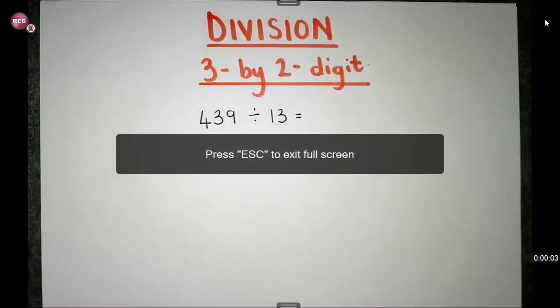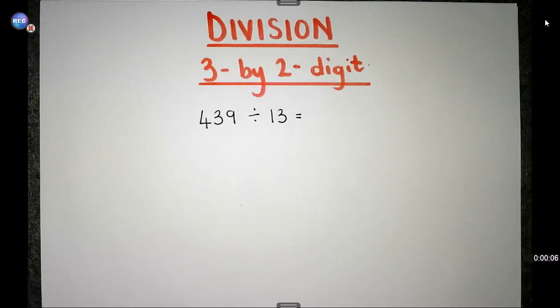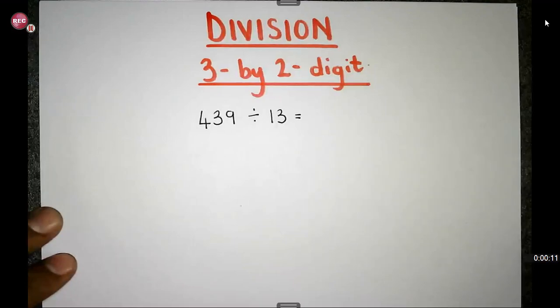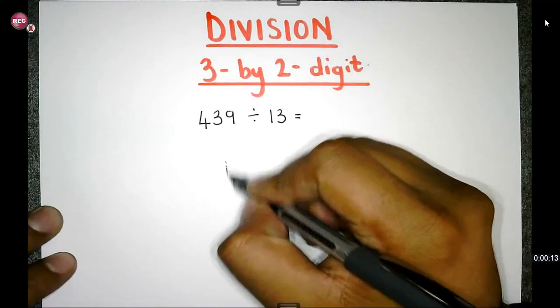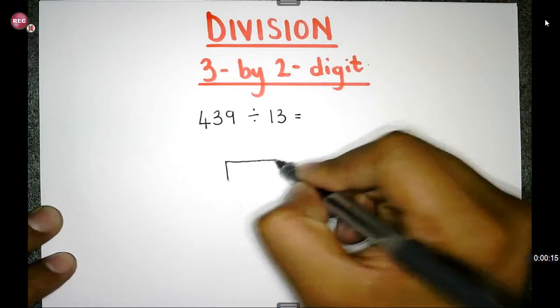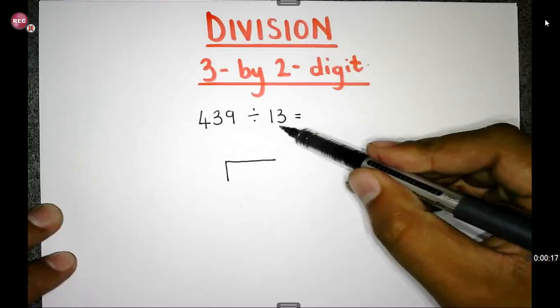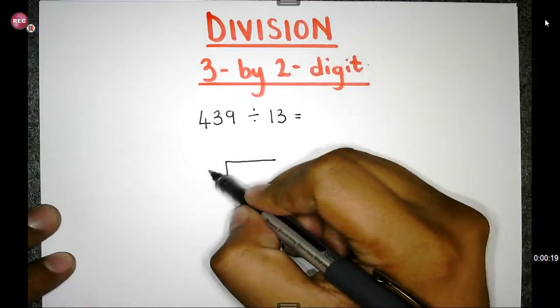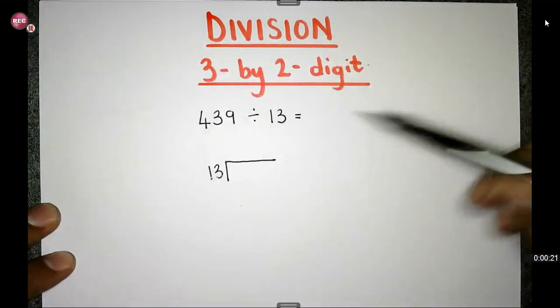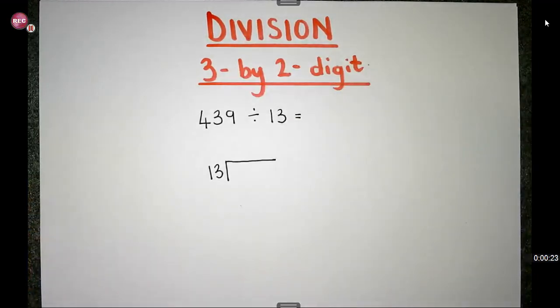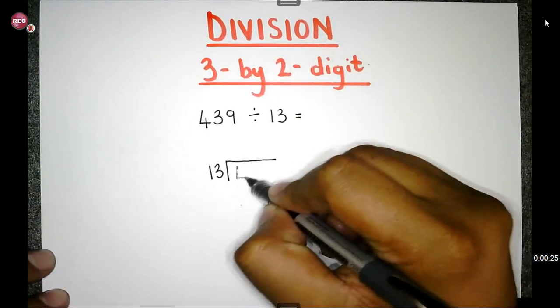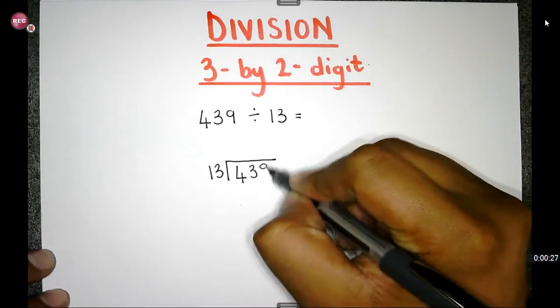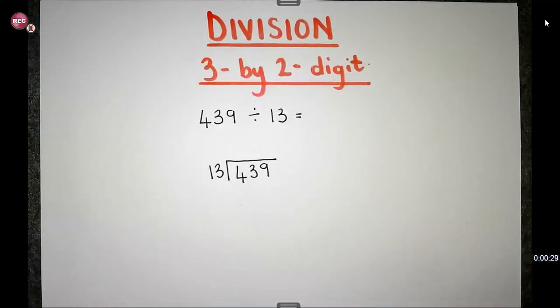Okay, so today I will be showing you how to do long division, dividing a 3-digit number by a 2-digit number. So firstly, we start with drawing the little house, as we call it. The divisor, the number we divide by, goes outside. The dividend, the number we are dividing, will be going inside. That's our first step, writing the numbers in the correct place.